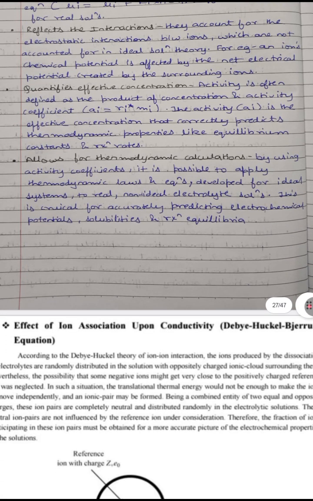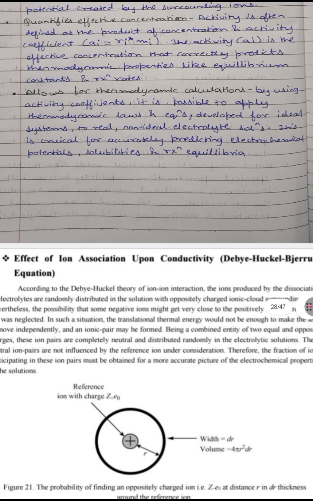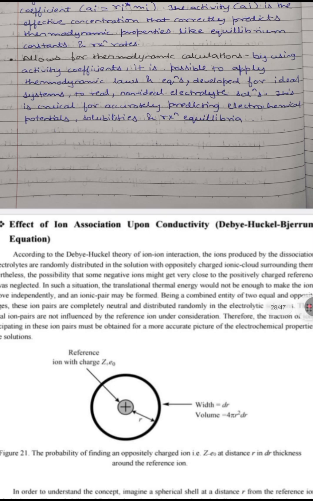Next is reflects the interaction. They account for the electrostatic interaction between ions which are not accounted for in ideal solution theory. For example, an ion's chemical potential is affected by the net electrical potential created by the surrounding ions. Next is quantifies effective concentration. Activity is often defined as the product of concentration and activity coefficient, that is a i equals gamma i times m i. The activity a i is the effective concentration that correctly predicts thermodynamic properties like equilibrium constant and reaction rate.